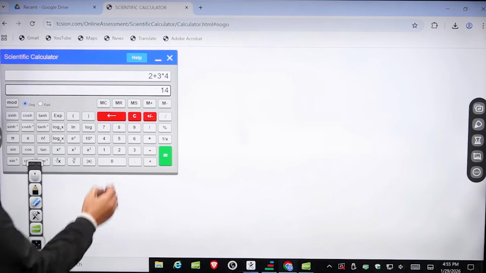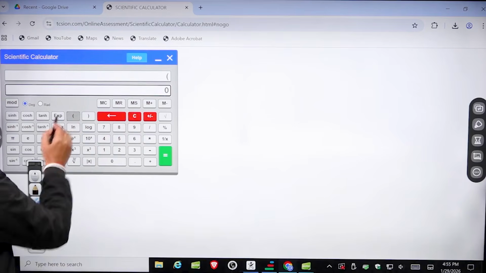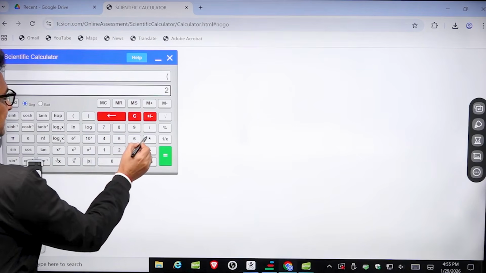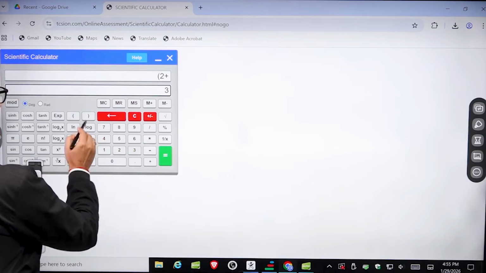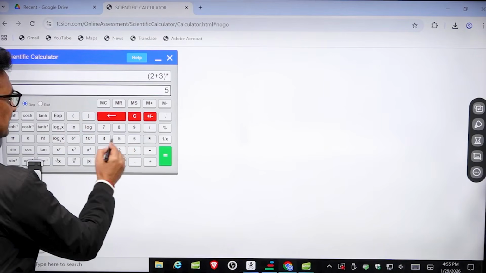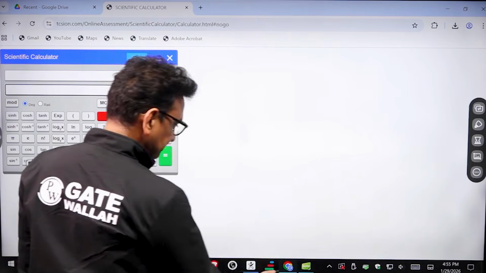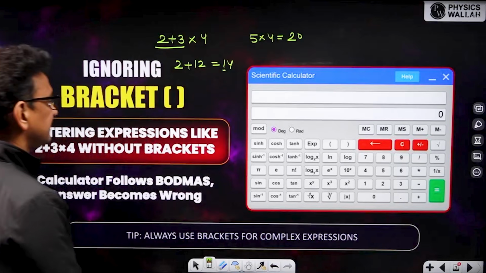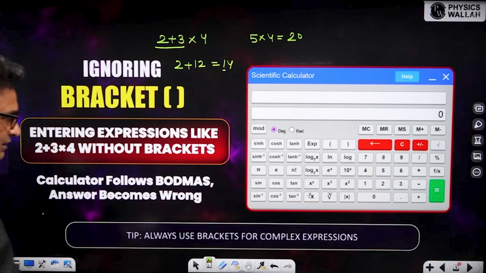So what do you have to do? You have to use the bracket first. That means use the bracket first, then add 2 plus 3, then close the bracket. This is the 5. Now multiply it by 4, so you will get the right answer of 20. So don't forget to use the bracket while solving the expression. This is the common mistake. We generally ignore the use of the bracket.